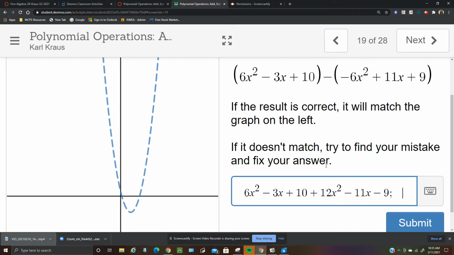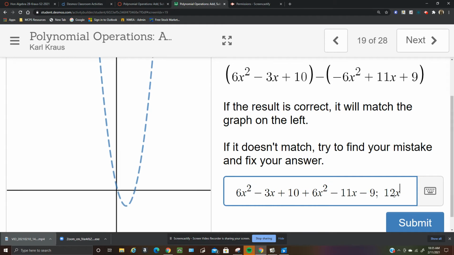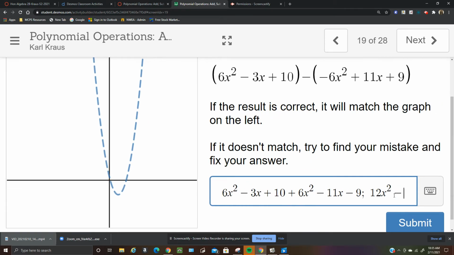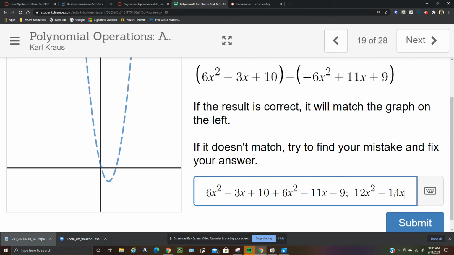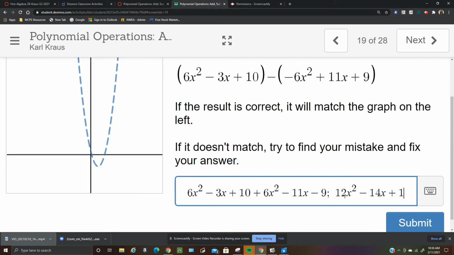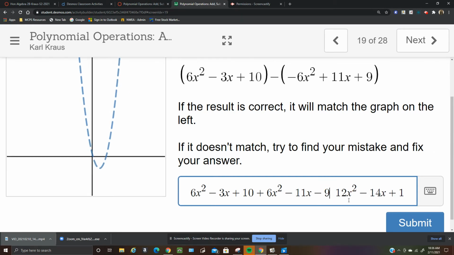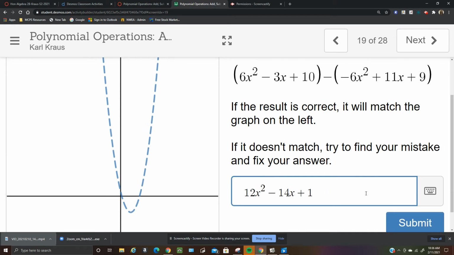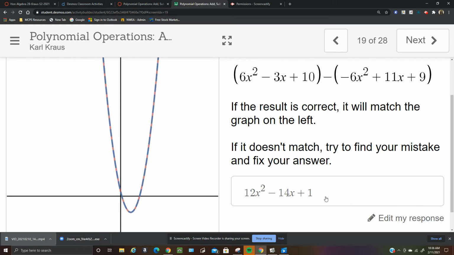And combining like terms, this should be a plus 6x. Get 12x squared minus 14x plus 1. So get rid of my work here. And I get the parabola that connects the dashes together there.